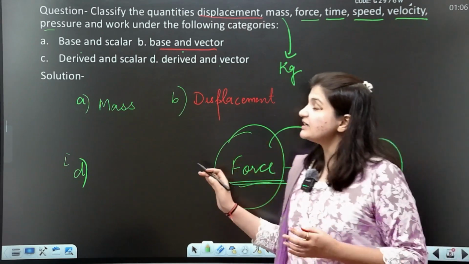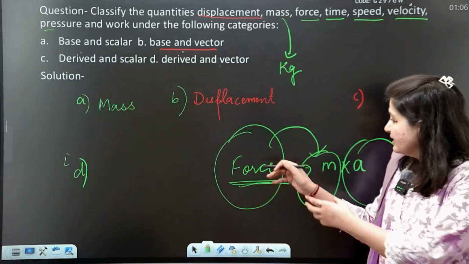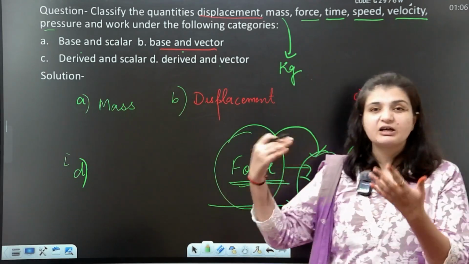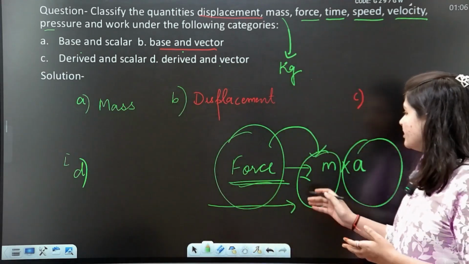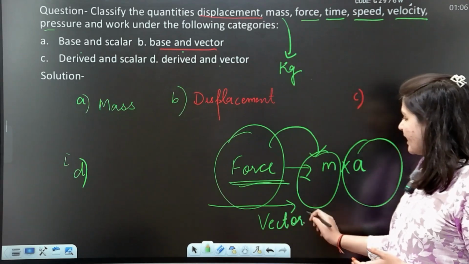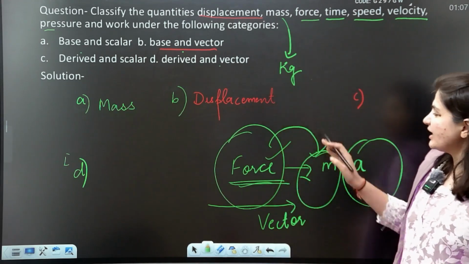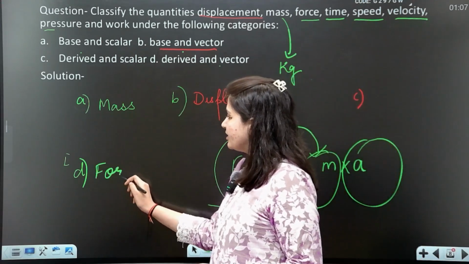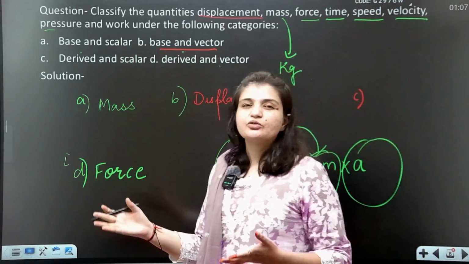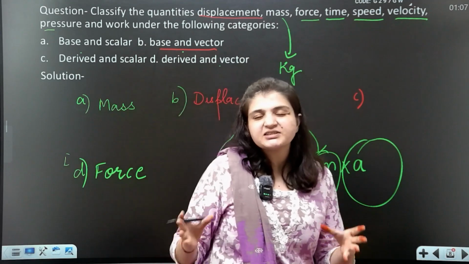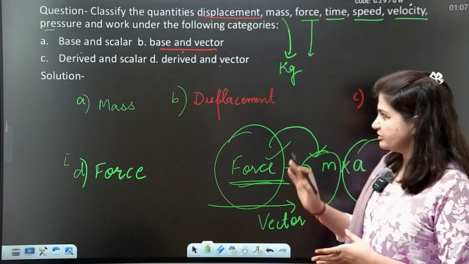But force also has a direction in it. Like we will always say in which direction we are applying this force. So force is a vector quantity, and as it is dependent on other quantities, it is derived. So force will come in the derived and vector category. It is dependent on the base quantities, and it also has magnitude as well as direction.